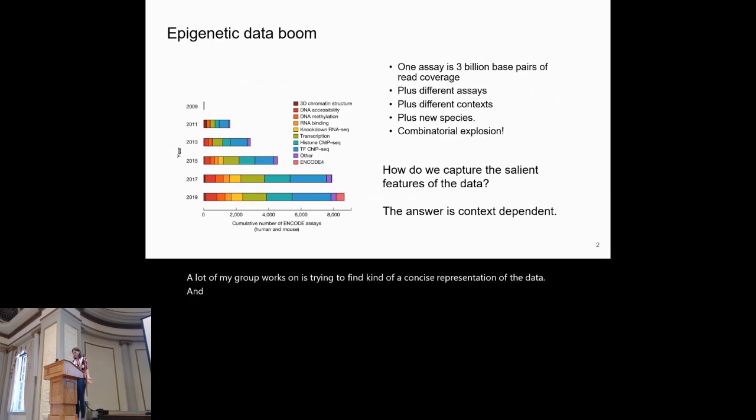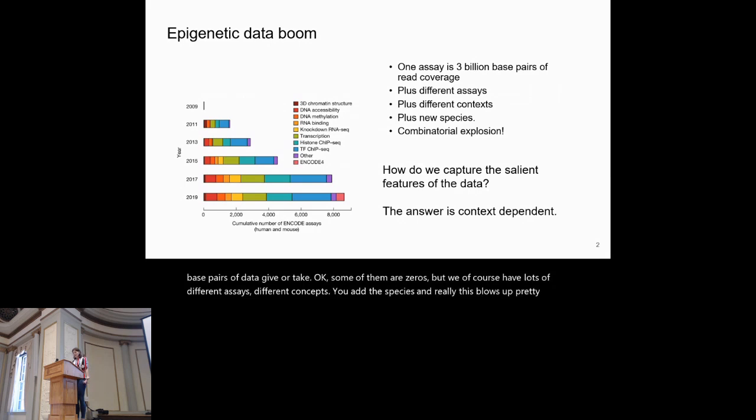No surprise to anybody here, we have a lot of epigenetic data. So if you consider a single epigenetic assay, we can represent it as a nucleotide resolution track. We have 3 billion base pairs of data, give or take. Okay, some of them are zeros. But we, of course, have lots of different assays, different contexts. You add the species, and really this blows up pretty quickly.